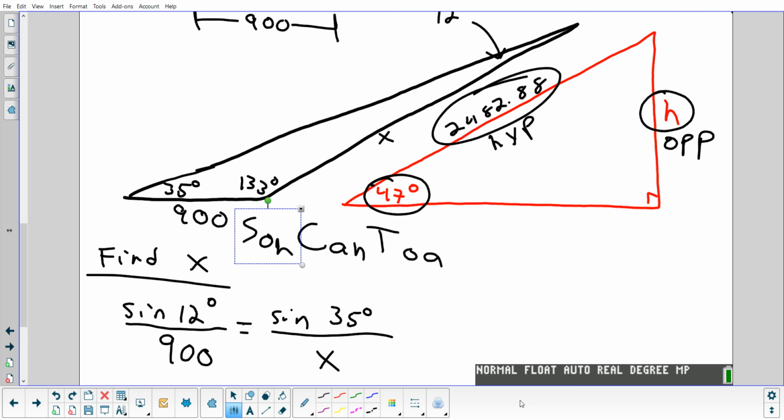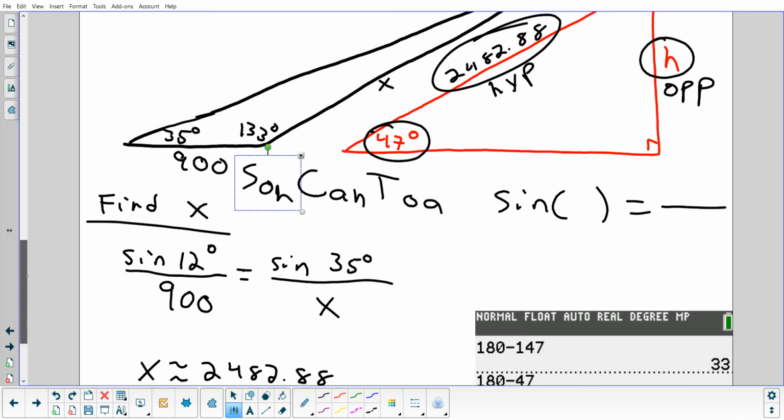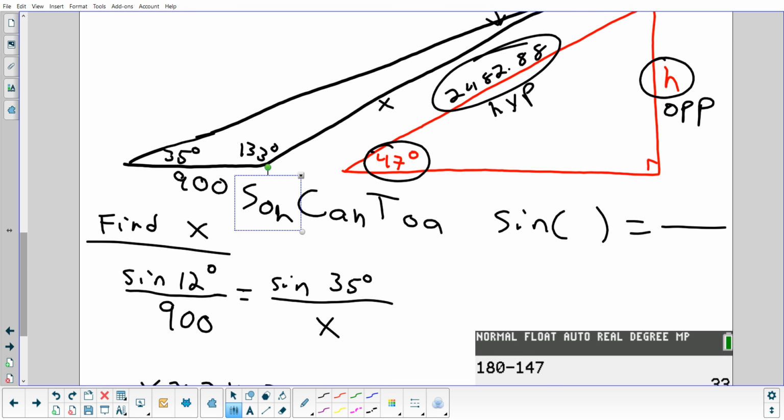So let's write that down. Sine equals, and then fill it in. So Jack, what's my angle that I'm using here? Oh, 47. So there's my angle. Opposite is H. And hypotenuse, 2,482.